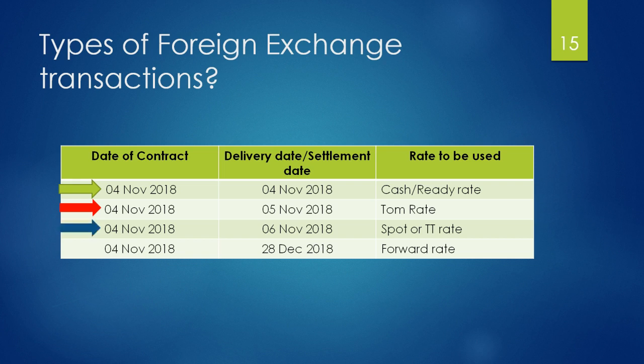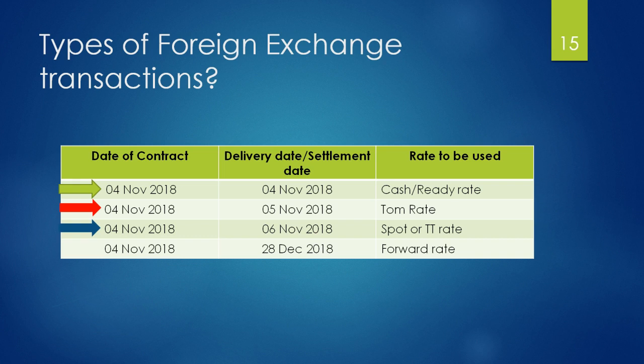The third deal happened on 4th November 2018 but settled on 6th November 2018. Thus, as you can see, the settlement took place on the second day from the date of deal. Thus, this is a spot transaction and thus the rate used will be spot rate. This is also called TT rate.